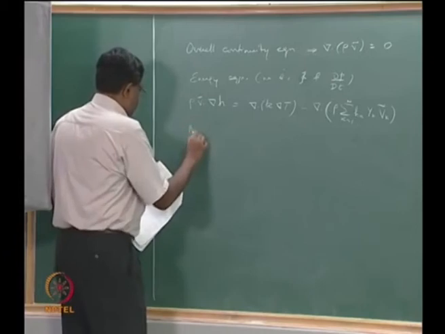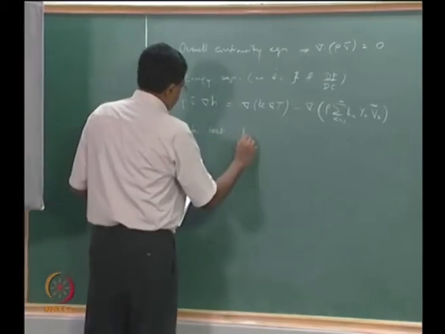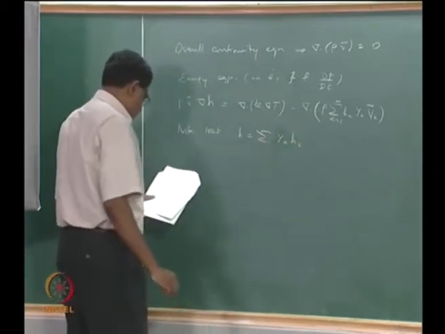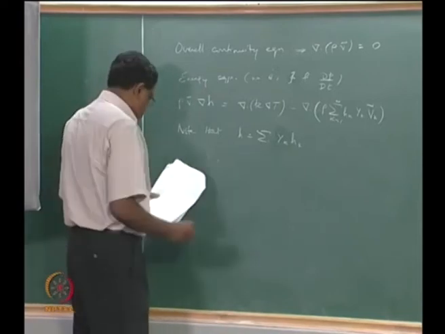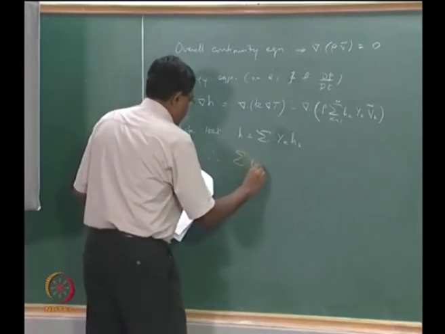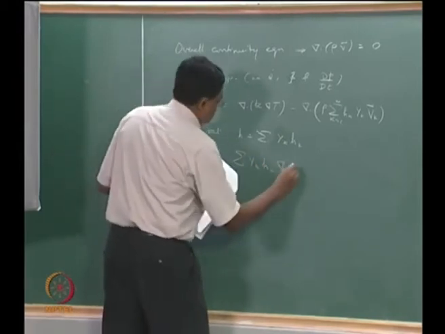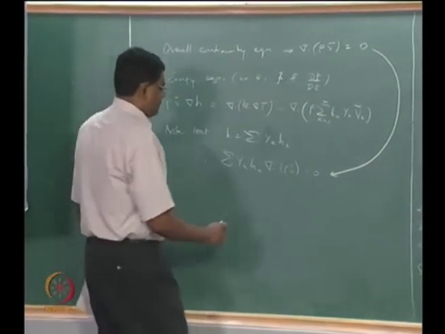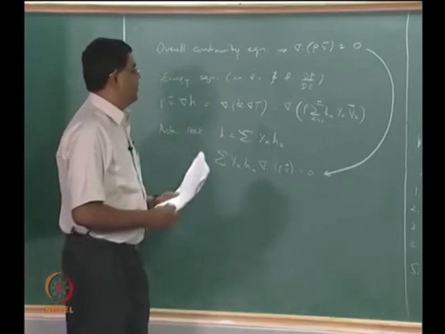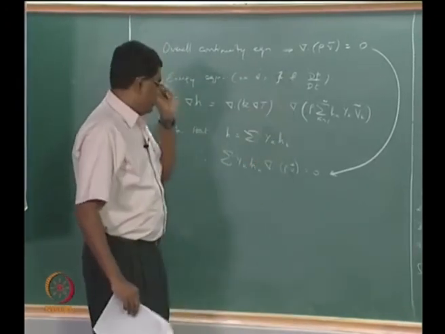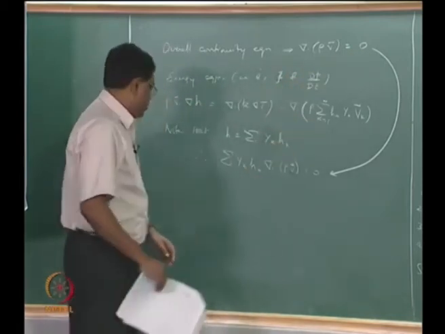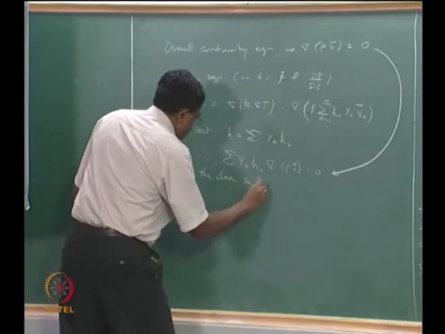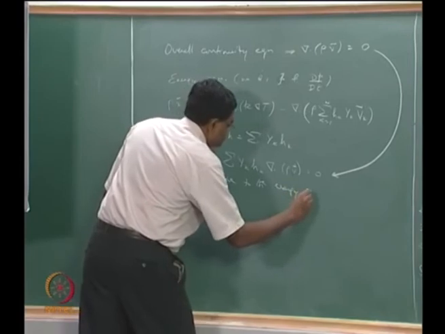Okay, so now note that h is equal to sigma Yk hk. Now therefore, sigma Yk hk times divergence of rho v vector equal to 0, starting from here. I just multiplied these two, and the right-hand side of this is equal to 0, therefore this should be equal to 0. Now add the above to the energy equation.